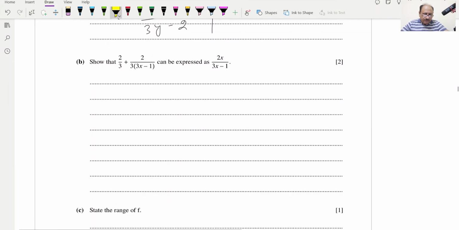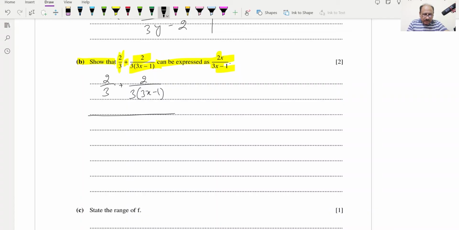Hopefully you got this. Now part b, show that 2 over 3 plus 2 over this one can be expressed in this format, and how we will change the format, we can write 2 over 3 plus this one, we can write 2 over 3 into 3x minus 1, and we can take the LCM.